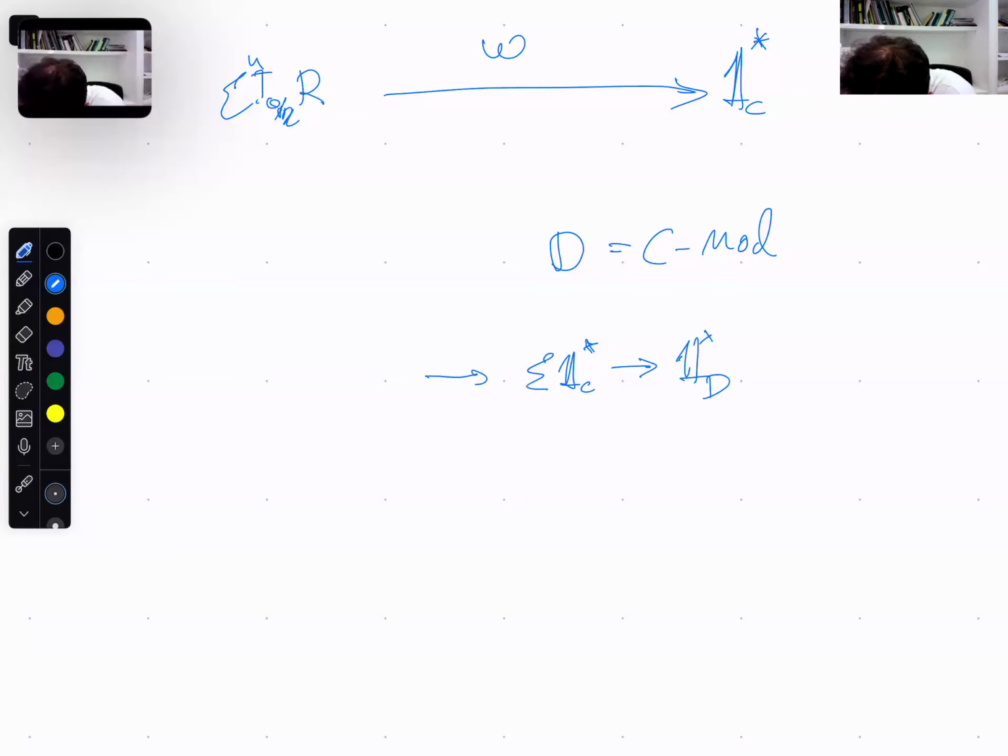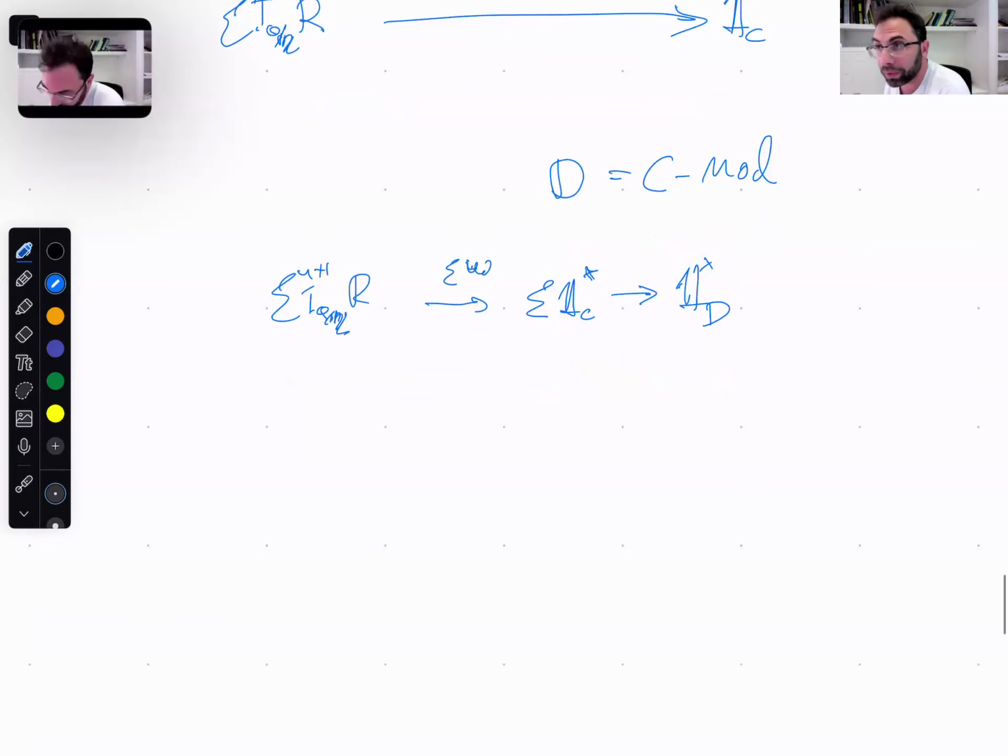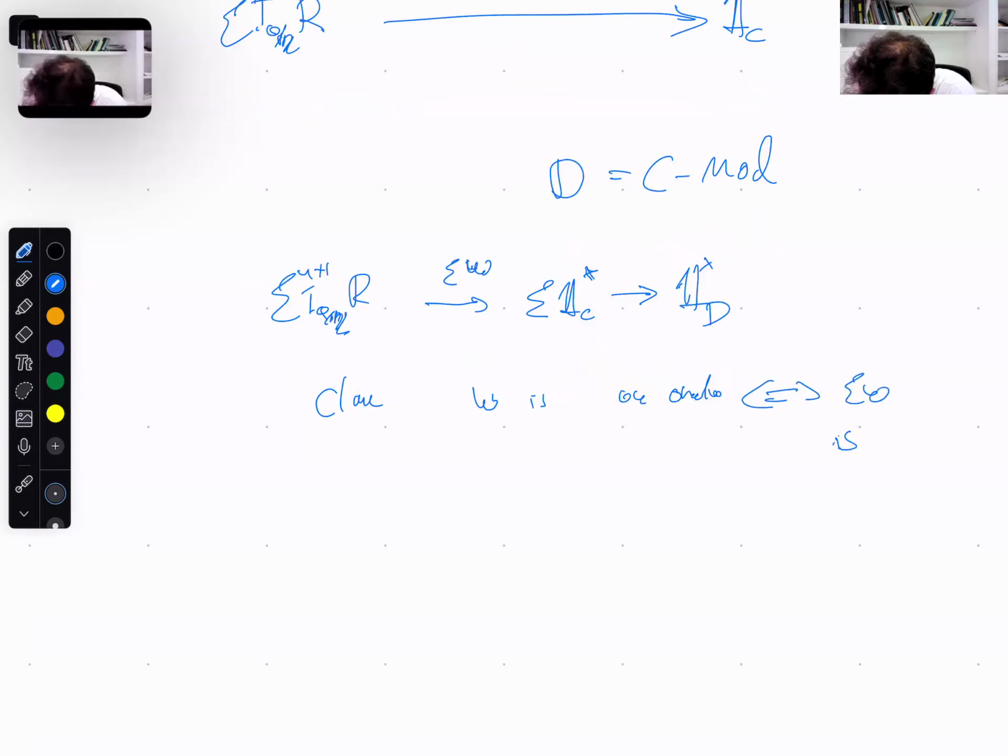So I can take the suspension of omega, and this is going to give me a map from the suspension of N Q mod Z, R plus 1 to I star D. So that is a pre-orientation. And claim: omega is an orientation if and only if sigma omega is.